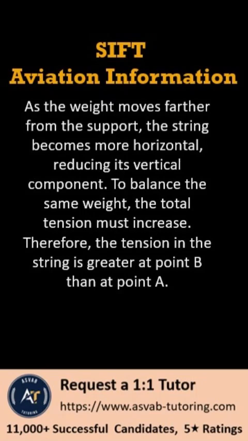As the weight moves farther from the support, the string becomes more horizontal, reducing its vertical component. To balance the same weight, the total tension must increase. Therefore, the tension in the string is greater at point B than at point A.